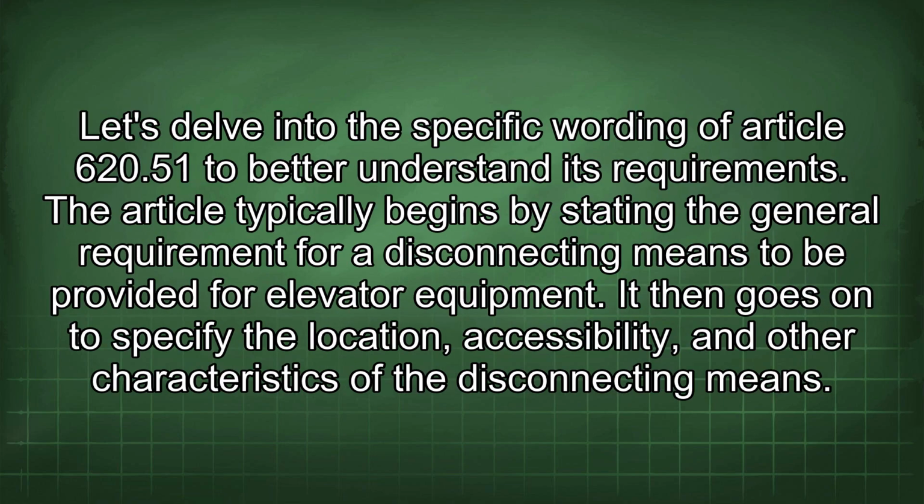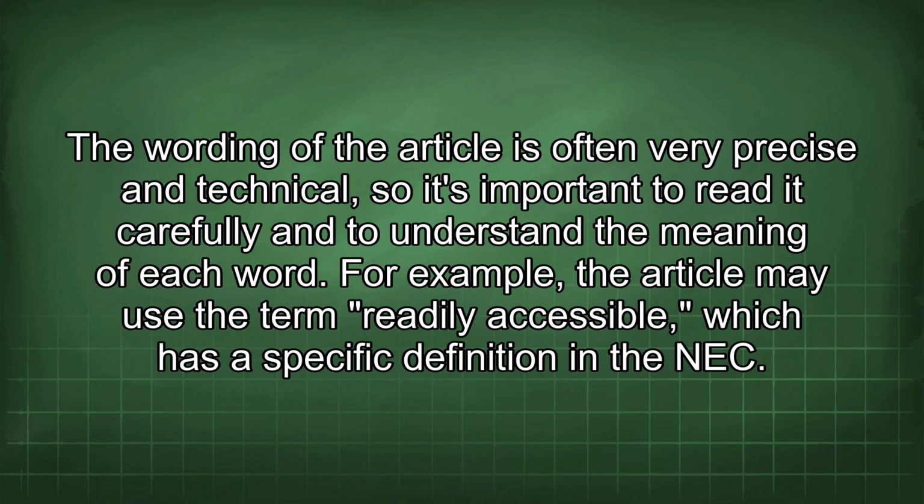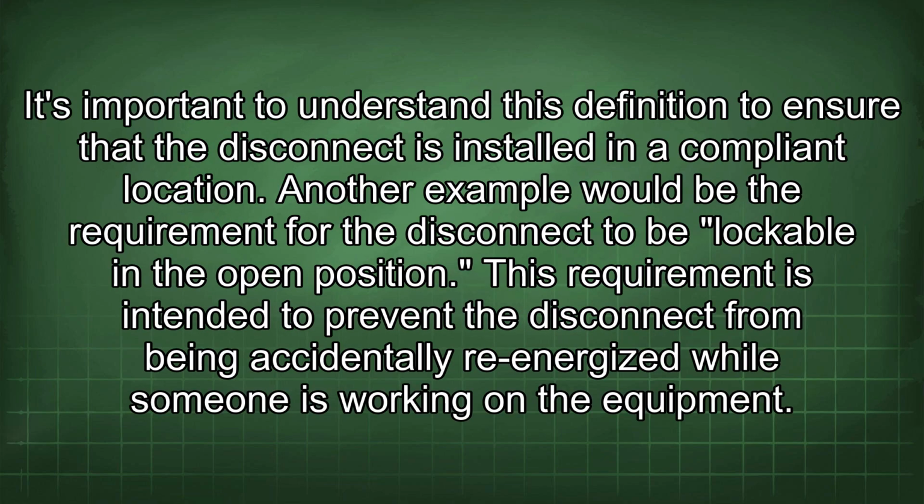Let's delve into the specific wording of Article 620.51 to better understand its requirements. The article typically begins by stating the general requirement for a disconnecting means to be provided for elevator equipment. It then goes on to specify the location, accessibility, and other characteristics of the disconnecting means. The wording of the article is often very precise and technical, so it's important to read it carefully and to understand the meaning of each word. For example, the article may use the term readily accessible, which has a specific definition in the NEC. It's important to understand this definition to ensure that the disconnect is installed in a compliant location.